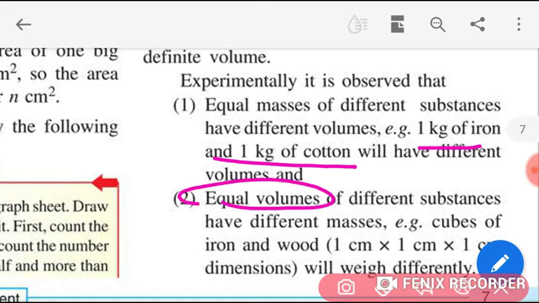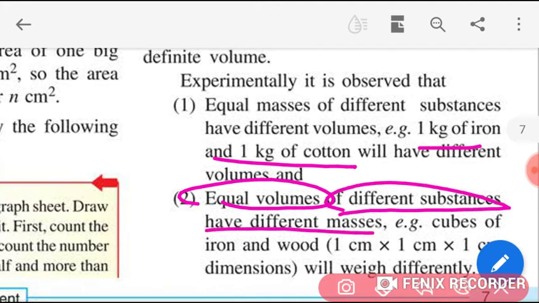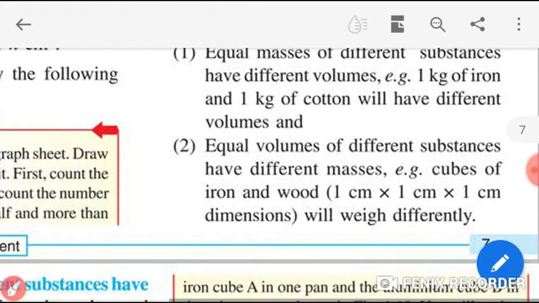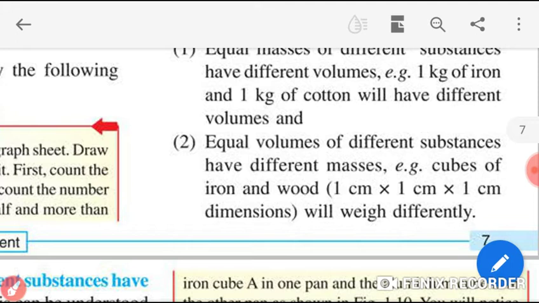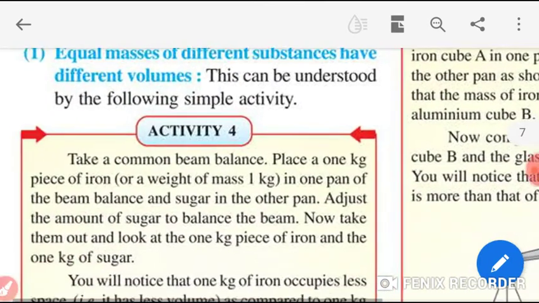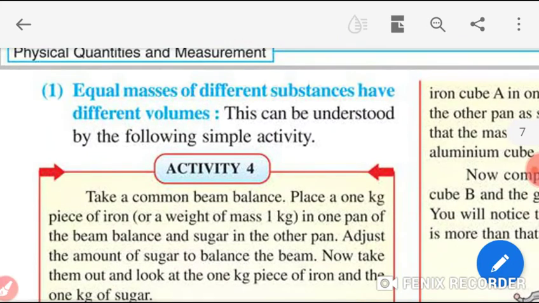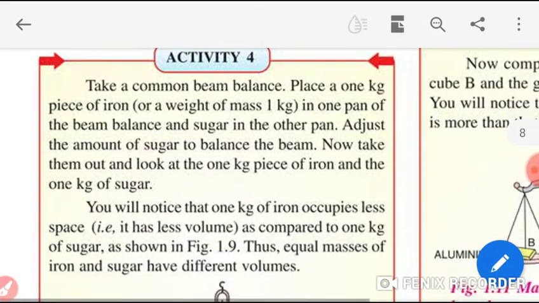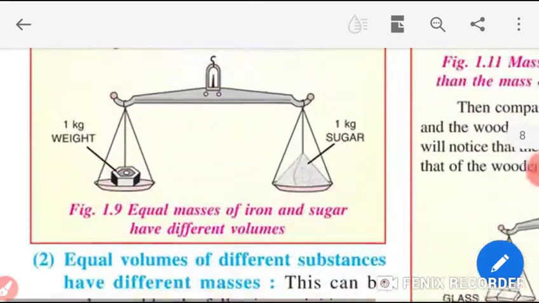Now, equal volumes of different substances have different masses. Example, cubes of iron and wood, with dimensions 1 centimeter by 1 centimeter by 1 centimeter, will weigh differently. This we will see here by some experiments. First of all, equal masses of different substances have different volumes. How? We can understand this by one experiment.